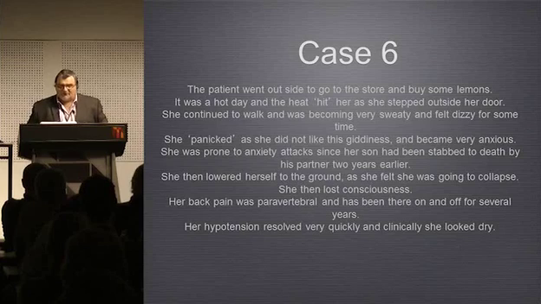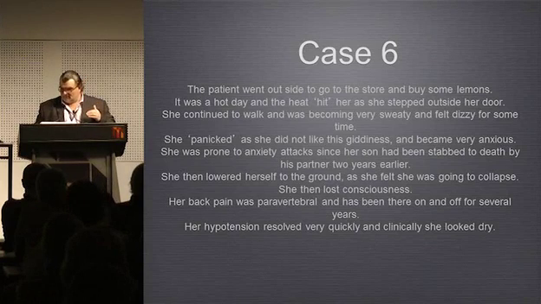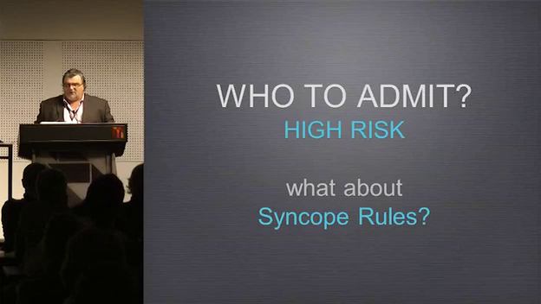She lowered herself to the ground and she felt like she was going to pass out. She did pass out, all very briefly. The back pain was paravertebral, been there for years, and the hypotension resolved very, very quickly. The only thing in that case that concerned me was that slight hypotension that was persistent. But in about 50% of cases of patients with syncope, they'll have persistent hypotension. Okay? So who to admit?